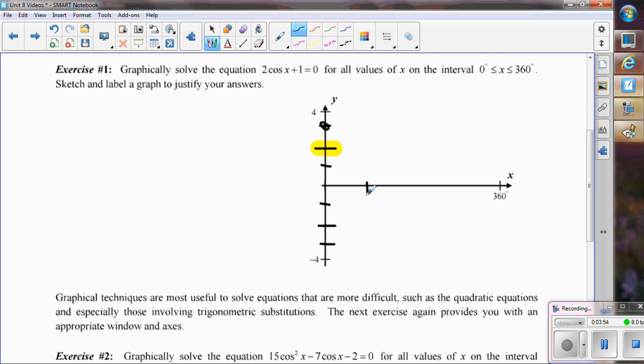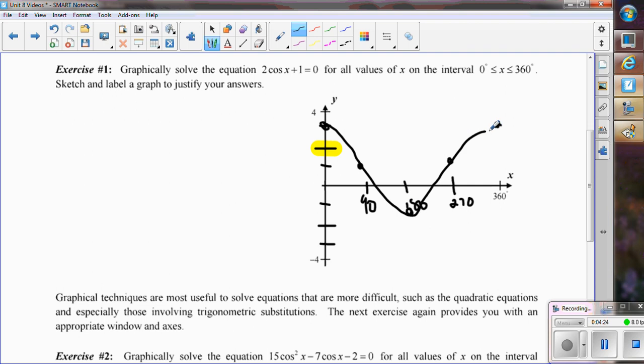And so this would be 90, 180, halfway across, 270, 3/4 of the way, and then 360. Those are the 4 key spots. So we start at 0 up here. At 90, you're going to be at the midline. At 180, you'll be at the minimum. At 270, you'll be back to the midline, and at 360, you'll be back up to the max. So you sketch that.